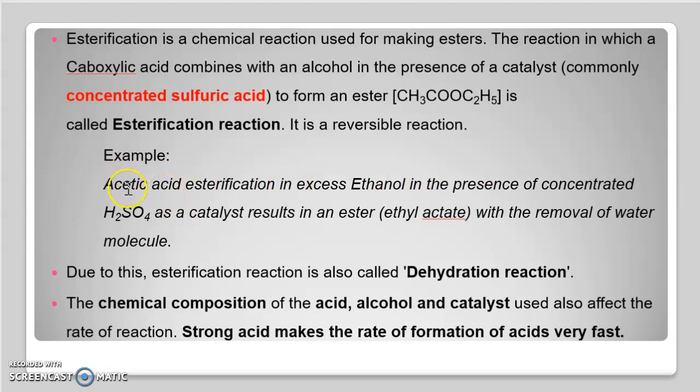An example here is the acetic acid esterification in excess ethanol in the presence of the catalyst H2SO4, which will result in the products of ethyl acetate and the water molecule. Another name for esterification is the dehydration reaction. The chemical composition of the acids, alcohol and catalyst used also affects the rate of the reaction. The choice of a strong acid will make the rate of formation much faster.